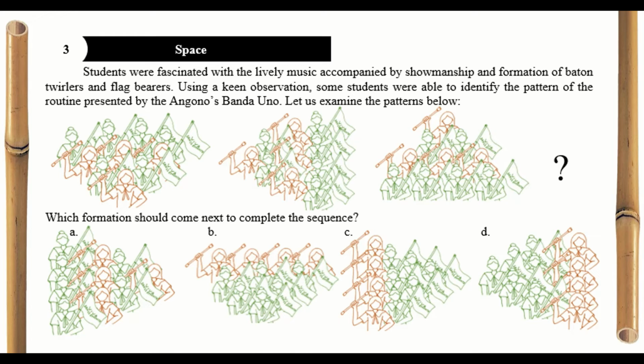Students were fascinated with the lively music accompanied by showmanship and formation of baton twirlers and flag bearers. Using keen observation, some students were able to identify the pattern of the routine presented by Angono's Banda Uno. Let us examine the patterns below. Which formation should come next to complete the sequence?